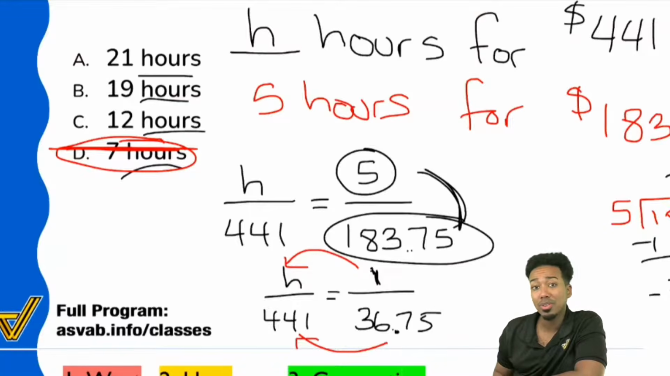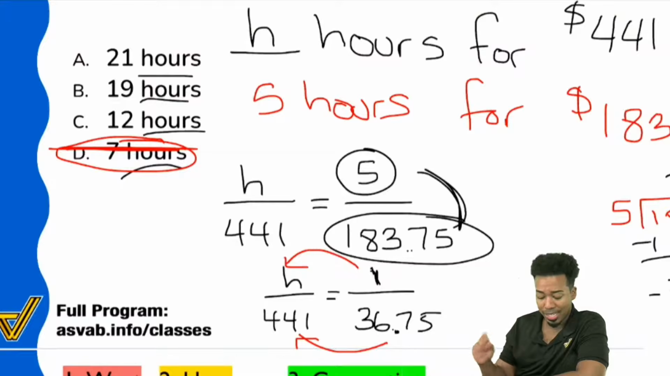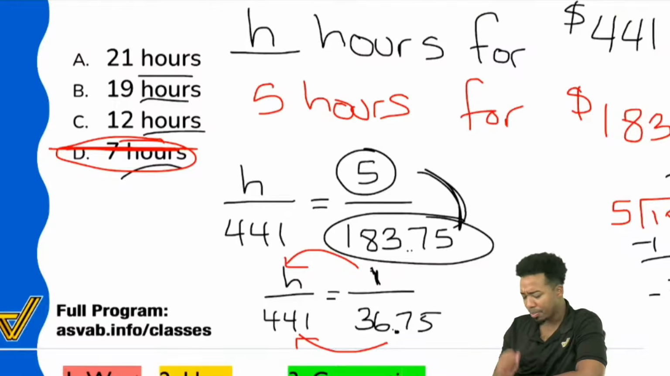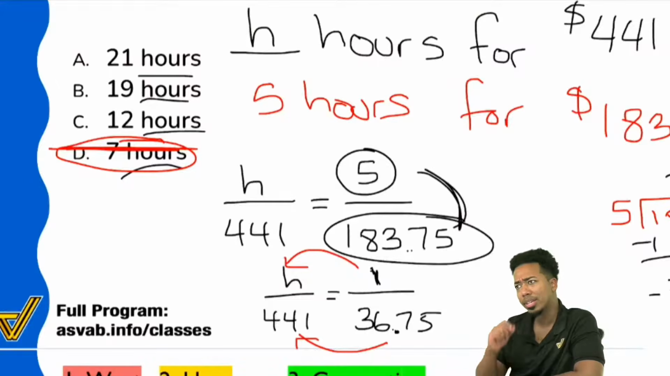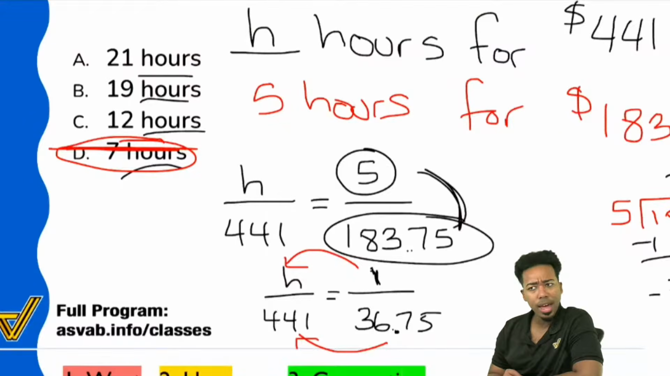I don't want to divide by 36.75. I'm going to use my mental math here. Let's take a look at 21, 19, and 12. Everyone, 36 times, let's say 10, that's 360. 36 times 20, wouldn't that be 720, somewhere around there?